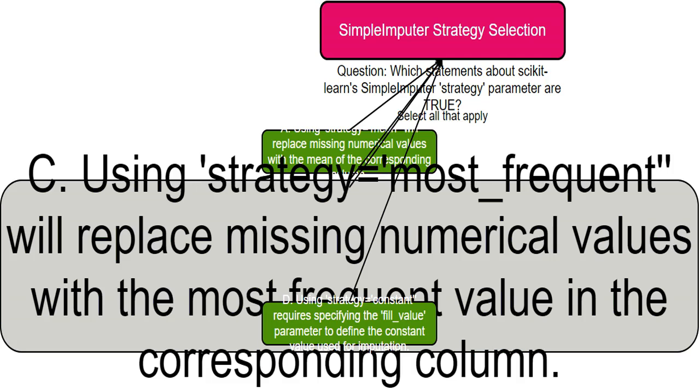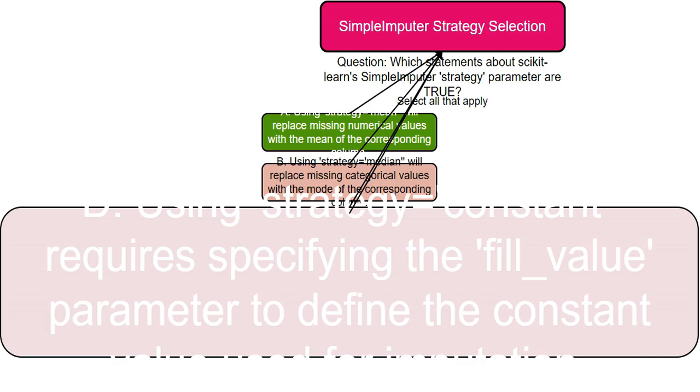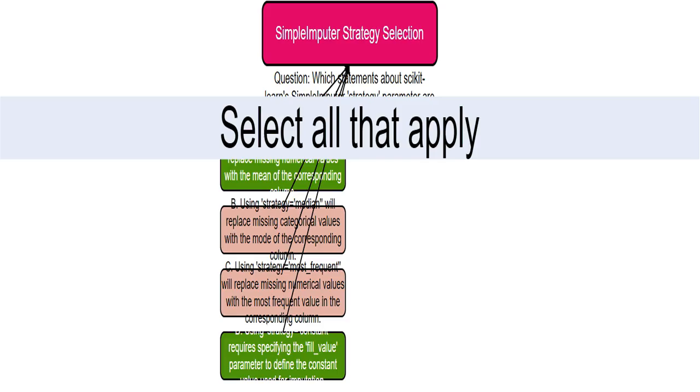Here, we're told that if we select most_frequent, it will fill in missing numerical values with the most common value. This is incorrect. While most_frequent does find the most common value, it's better suited for categorical data. It won't automatically convert a number. This statement is correct. If I use constant, I have to tell simple imputer what that constant value should be using the fill_value parameter. Otherwise, it won't know what to fill in. This instruction means that more than one of the statements about the simple imputer strategies might be correct. We need to carefully check each one to determine which ones are true.